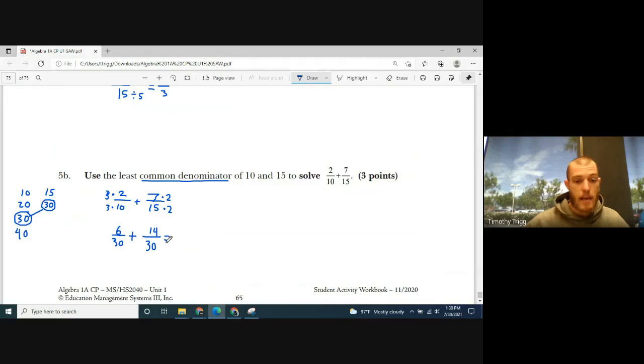Now that they have the same denominator, I can add them together easily. The denominator does not add, only the numerators do. So 6 plus 14 is 20. So it'll be 20 out of 30, 20 30ths. Okay. I might want to reduce that fraction if I can. So 20 30ths, what can I divide both top and bottom by? Well, I can divide them both by 10. So I'm going to divide them both by 10, and that'll give me 2/3. So now I have the answer in a reduced form, 2/3.